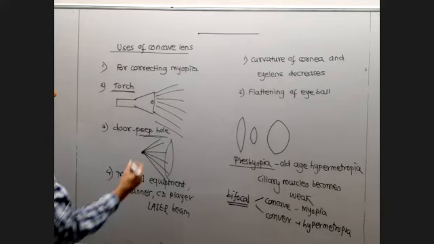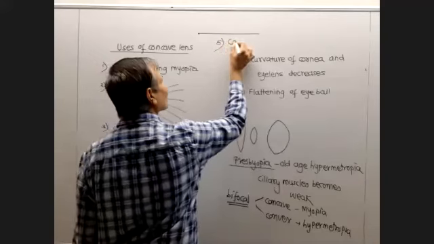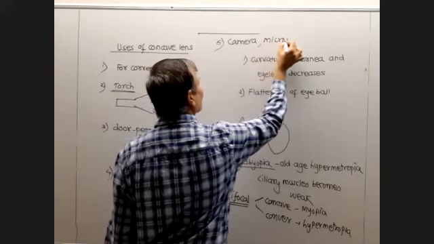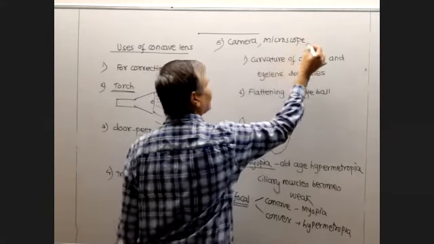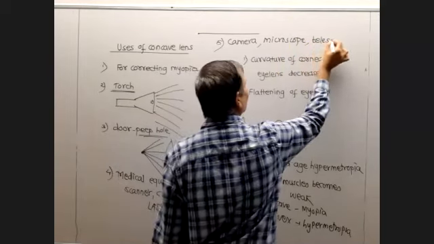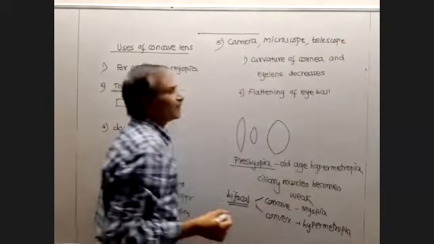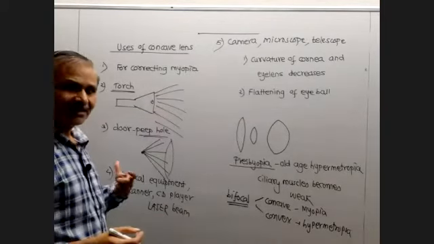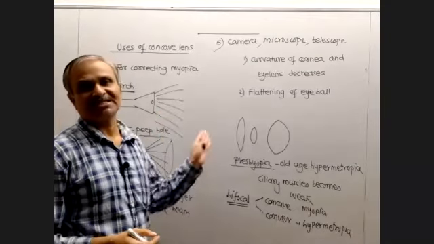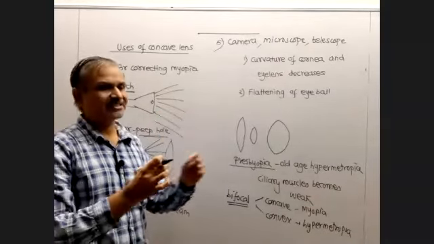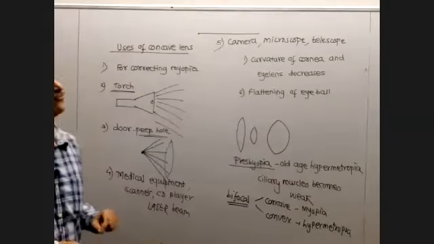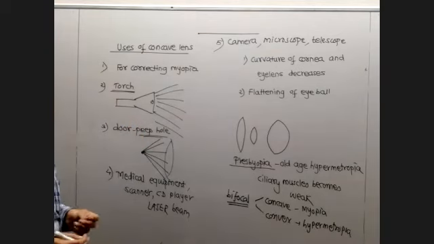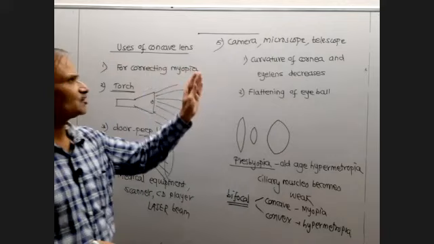Then in camera, microscope and telescope, actually convex lenses are used. But for better clarity, near the eyepiece, concave lenses are also kept, so that rays exactly diverge and fall on the focus of those convex lenses. So inside that, concave lenses are also used. So these are the 5 uses of the concave lenses.